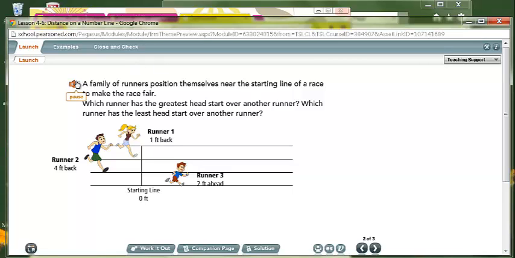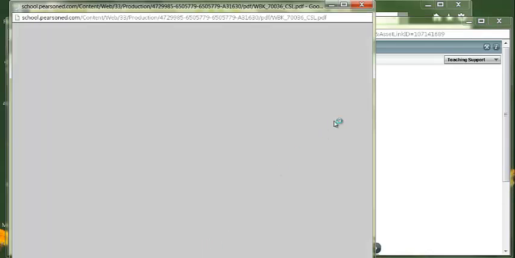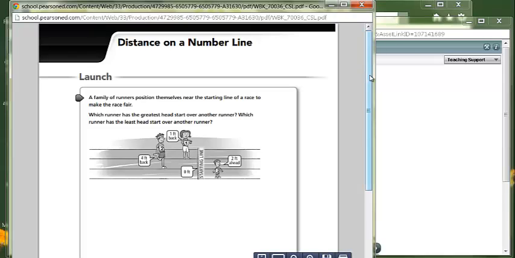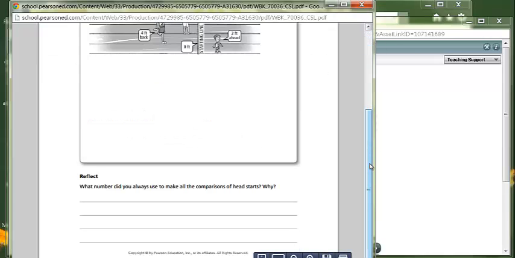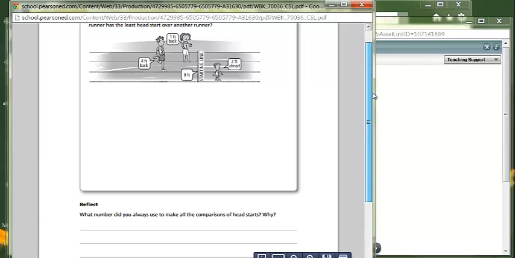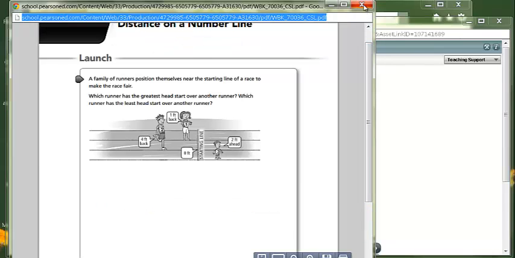A family of runners position themselves near the starting line of a race to make the race fair. Which runner has the greatest head start over another runner? Which runner has the least head start over another runner? Okay, so ladies and gentlemen, using your companion page, go ahead and try to answer that question. And then remember also that there's always the reflect at the bottom. Go ahead and pause at this time.